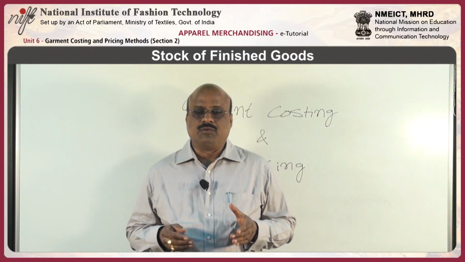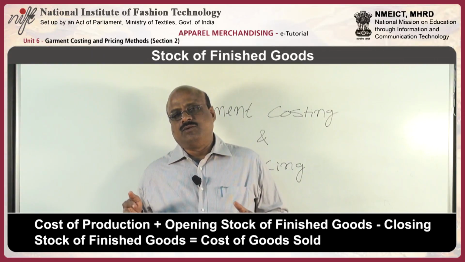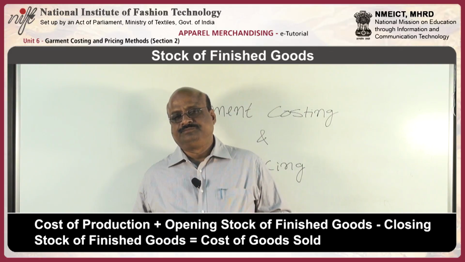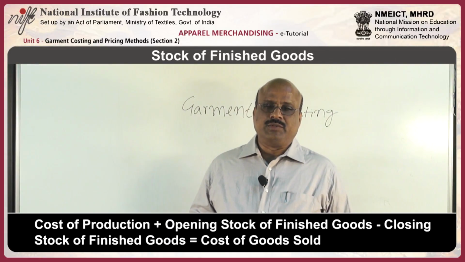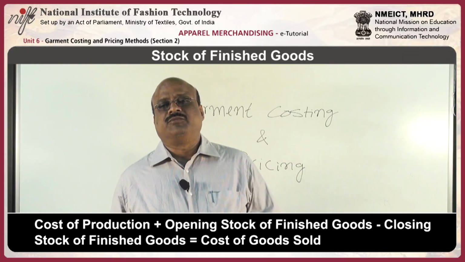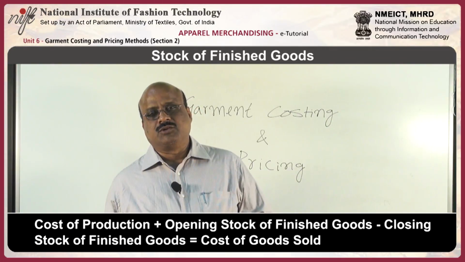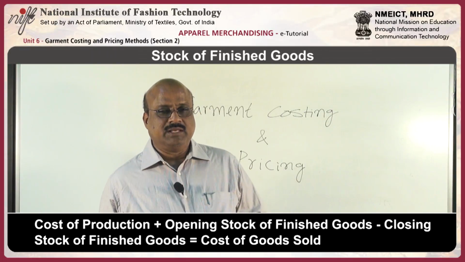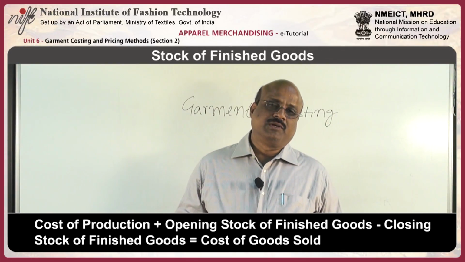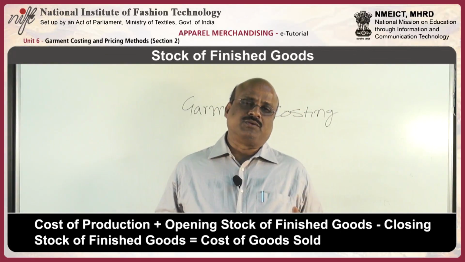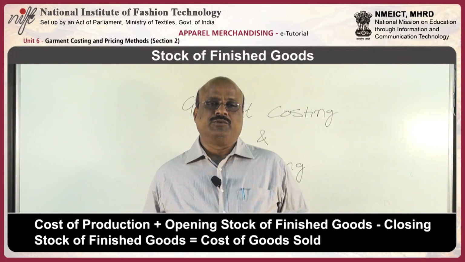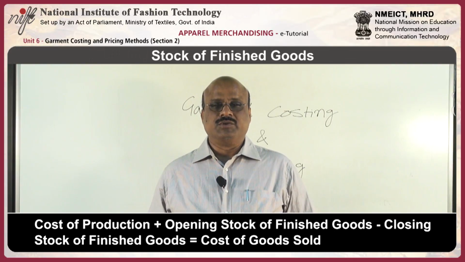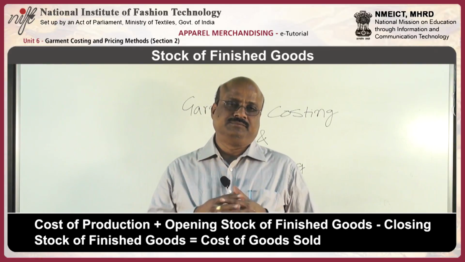And stock of finished goods. Stock of finished goods is calculated as cost of production. To that you add opening stock of finished goods. Then you minus the closing stock of finished goods. So what you get is the cost of goods sold. Cost of goods sold is obtained like that.